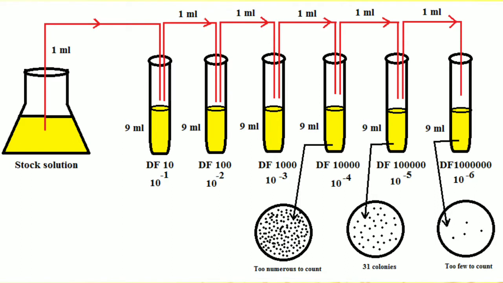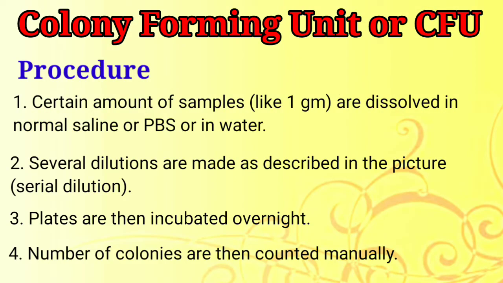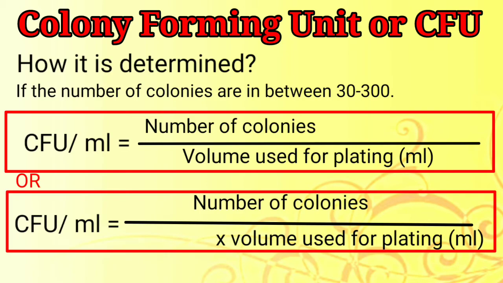Then diluted samples are plated by two common procedures like pour plate method or spread plate method. Plates are then incubated at 37 degrees centigrade overnight for growth of the bacterium and to develop visible colonies. And then distinct colonies, or we can say single colonies, are counted. And using this formula, we can easily calculate how many cells are present per ml.